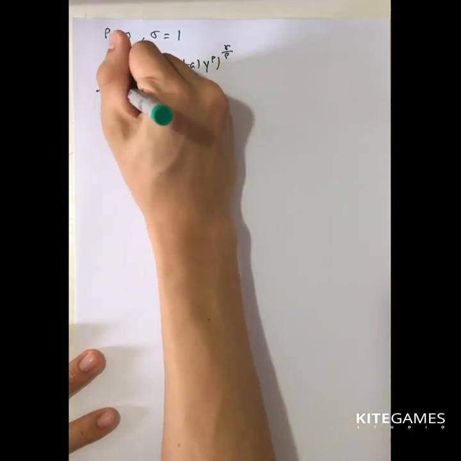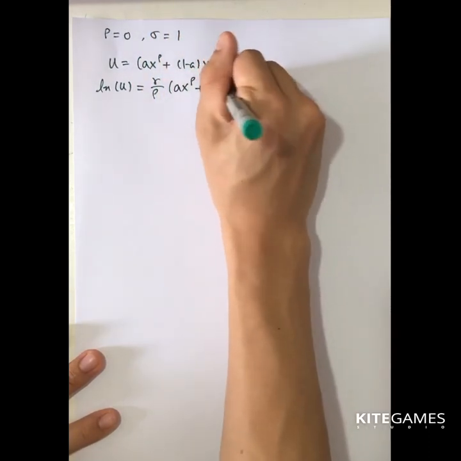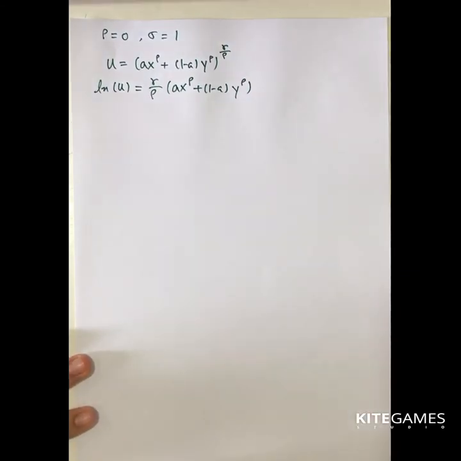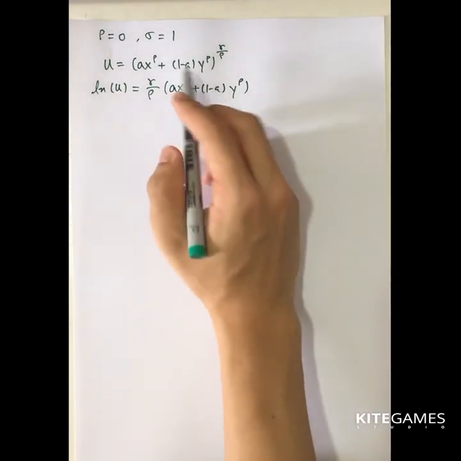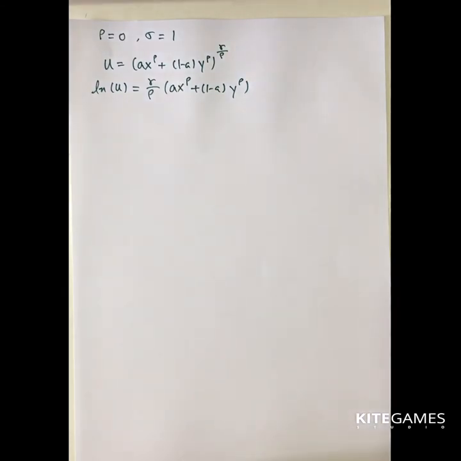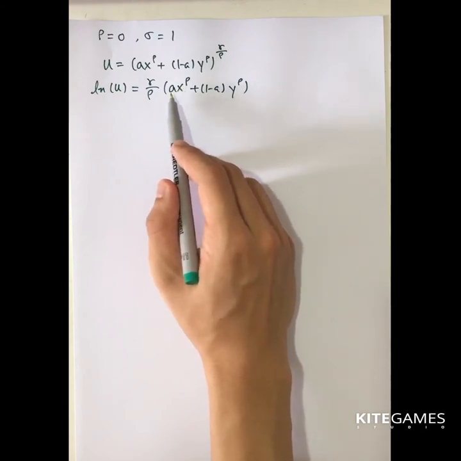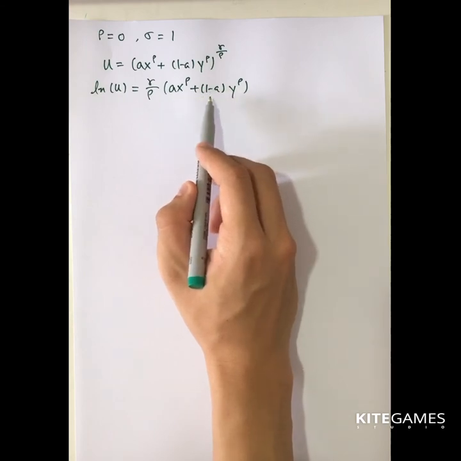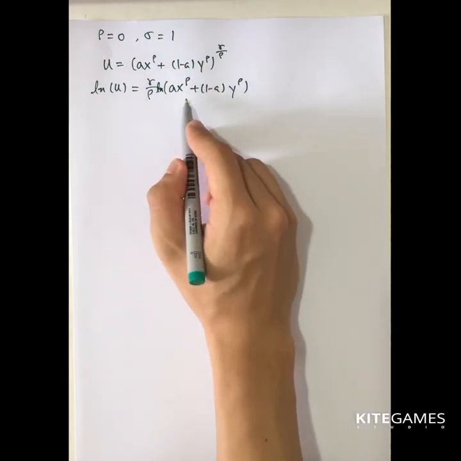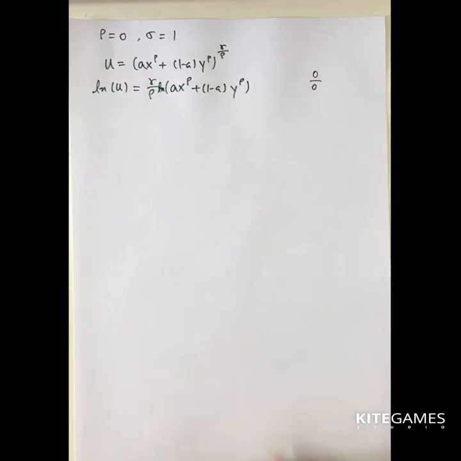So first, let's take the log of the u, and you will get γ divided by ρ times log of (ax^ρ + (1−a)y^ρ). Then you can see, if I put 0 to the ρ, it will become ax^ρ equal to 1. a plus 1 minus a, this is 1. Oh, I missed a log here. Then you can see in the numerator, log 1 is 0, while in the denominator, ρ is 0. So this shows a 0 divided by 0 situation.